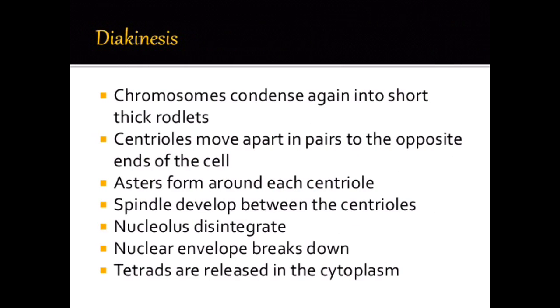Diakinesis. Chromosomes condense again into short, thick rodlets. Centrioles move apart in pairs to the opposite ends of the cell. Asters form around each centriole. Spindle develops between the centrioles. Nucleolus disintegrates. Nuclear envelope breaks down. Tetrads are released in the cytoplasm.